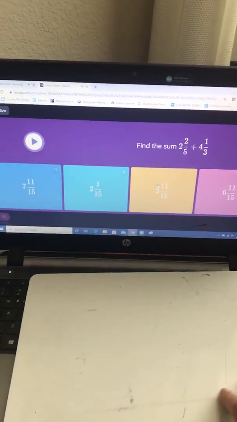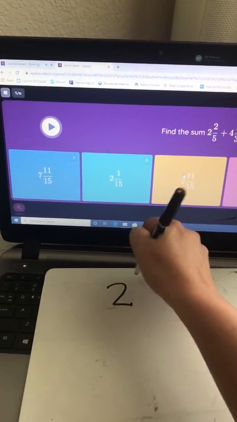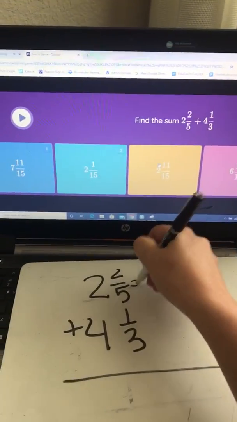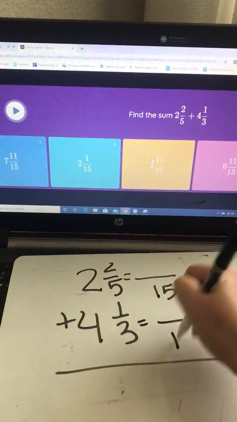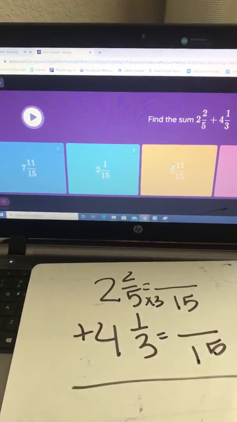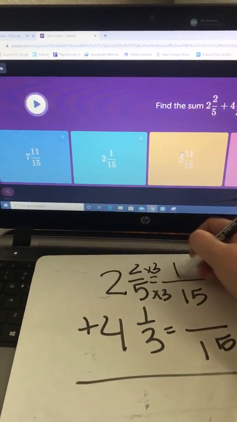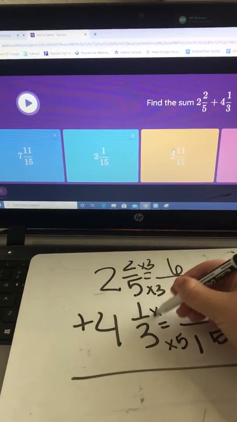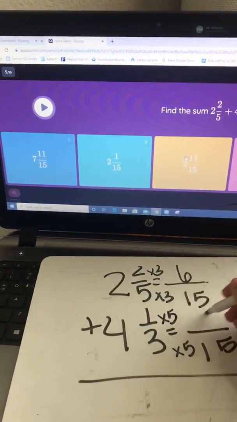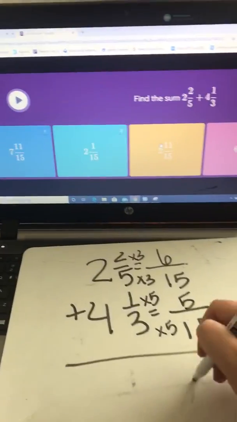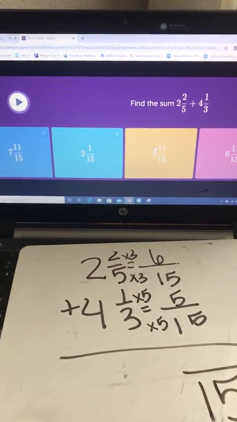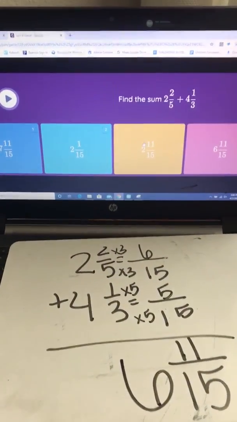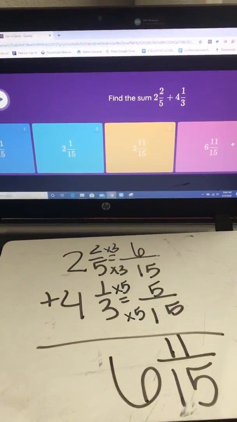Number 5, find the sum. We have two mixed numbers here, so 2 and 2/5 plus 4 and 1/3. Again, we have to find common denominators. Here we're going to use 15. On my top fraction, I'll multiply the denominator by 3 and my numerator by 3 to get 6/15. For my bottom fraction, I'll multiply by 5. My denominator, now in my numerator, 1 times 5 is 5. When I add these fractions, again, I keep my denominator the same. 6 plus 5 is 11, and 2 plus 4 is 6. I see I can't simplify, so my final answer is 6 and 11/15.